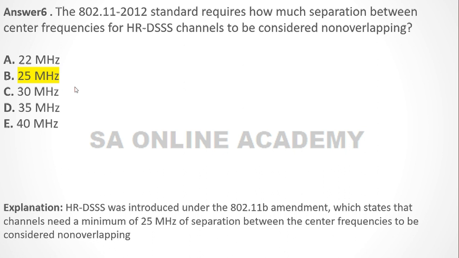So HR-DSSS was introduced under the 802.11b amendment, which states that channels need a minimum of 25 MHz of separation between the center frequencies to be considered non-overlapping.